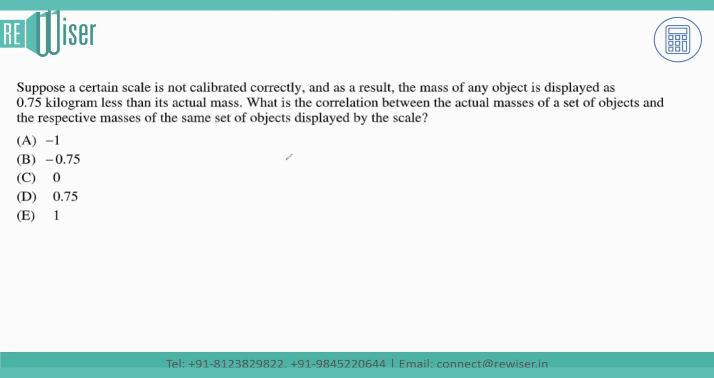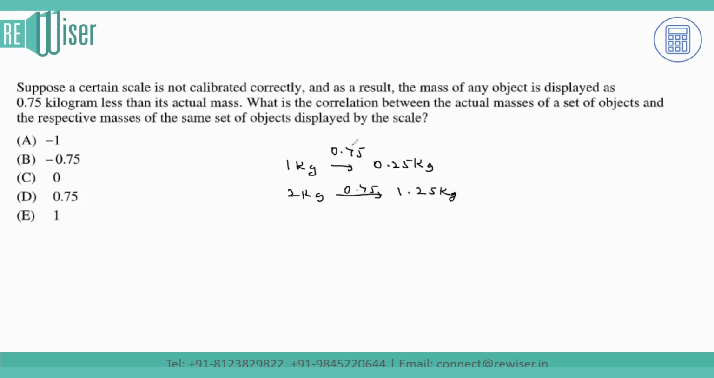So to answer these types of questions, suppose the actual mass is 1 kg. Because of the defect of 0.75 kilograms, it will be represented as 0.25 kg. So there is a deficit of 0.75. Again, say the mass is 2 kg. With a deficit of 0.75, it is displayed as 1.25 kg.